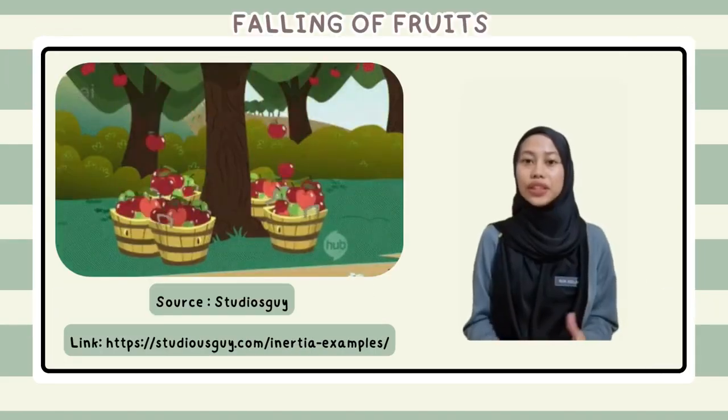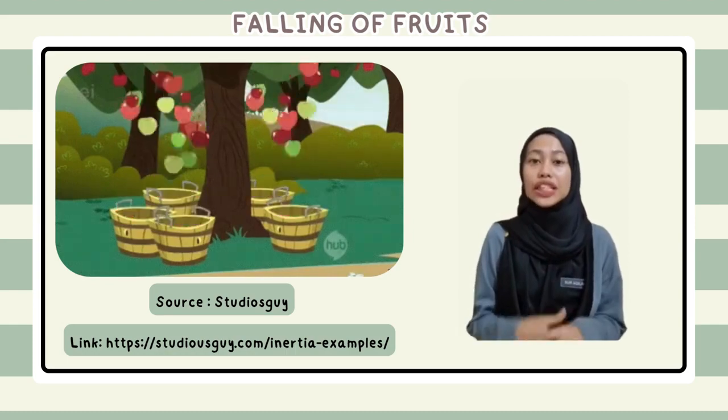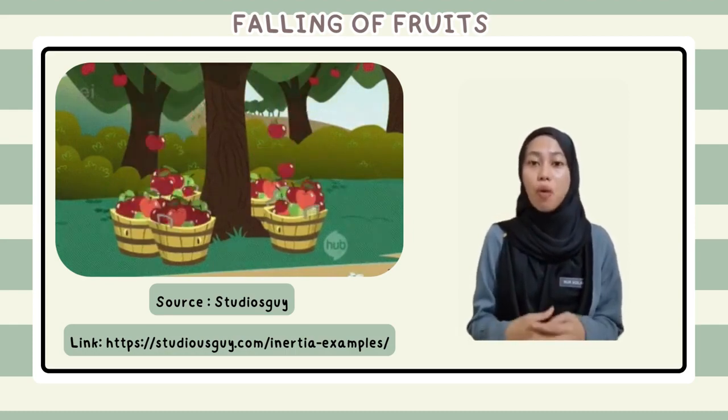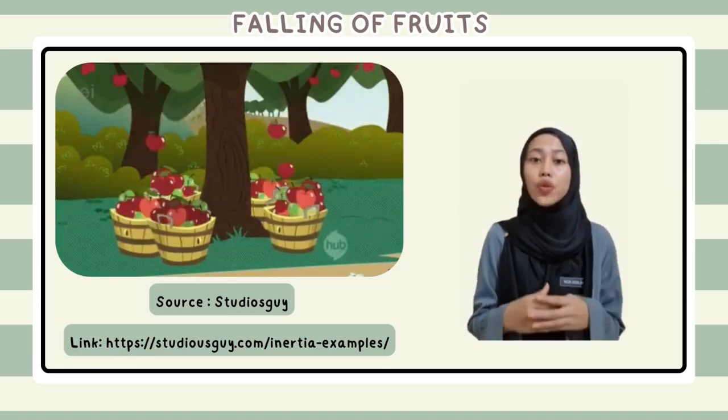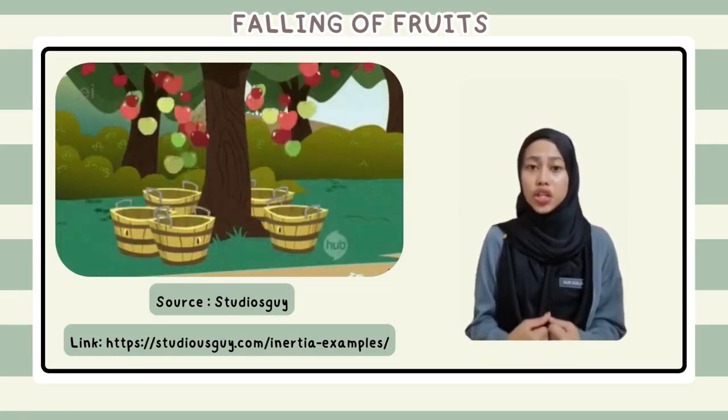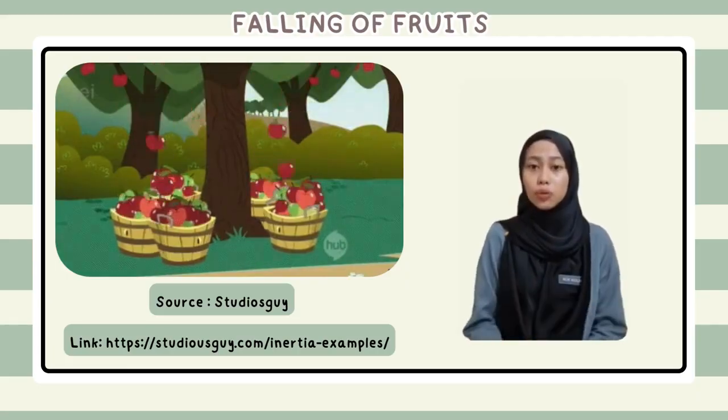Falling fruit. When the branch of a tree is shaken, the branch comes in motion as the force is applied on the branch, but the fruits want to remain at rest. Due to inertia, the fruit falls down.